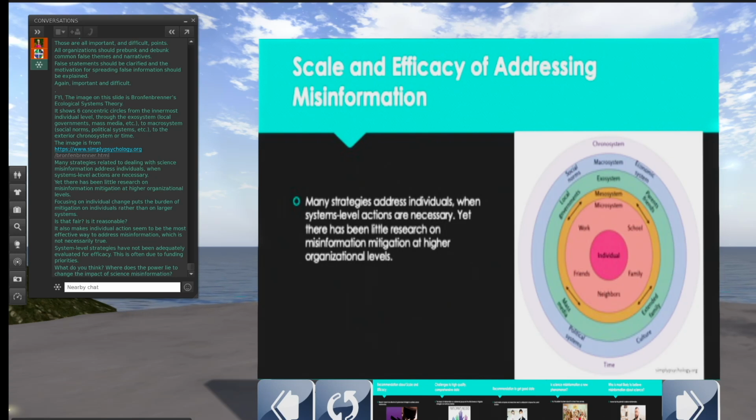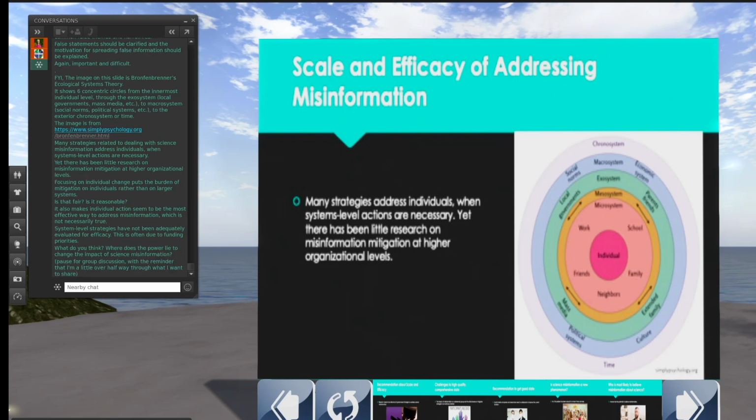What do you think? Where does the power lie to change the impact of science misinformation? I'm going to pause here. You can respond to that about where you think the power lies. I'm going to remind you I'm a little over halfway through what I wanted to share.